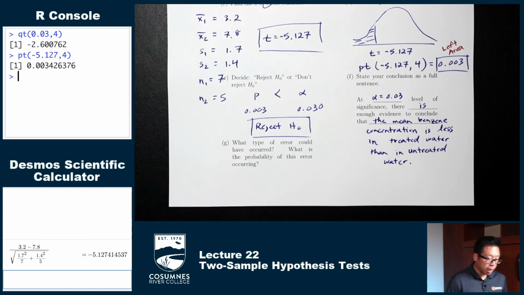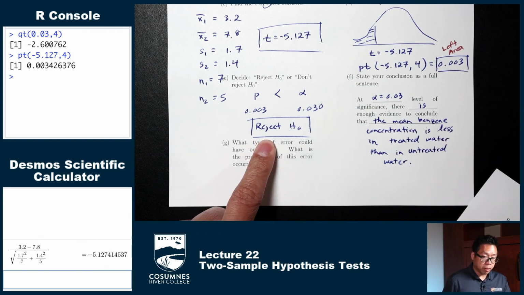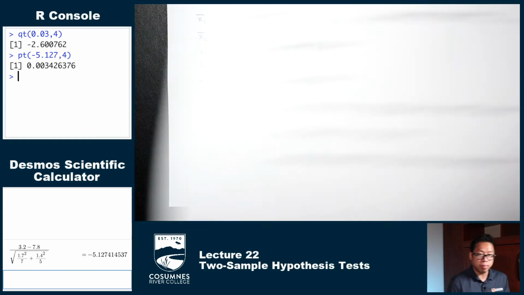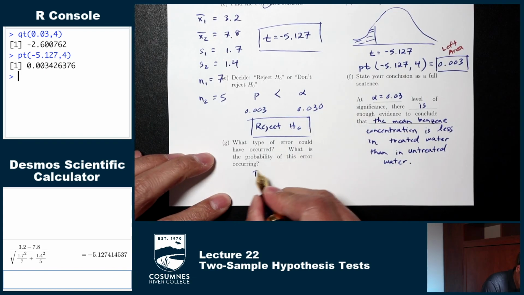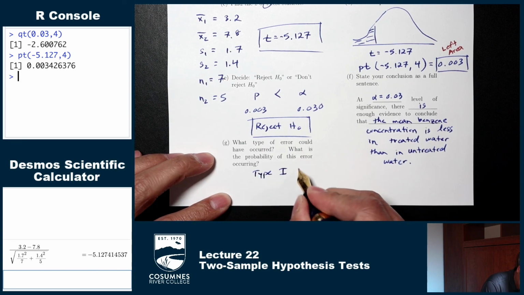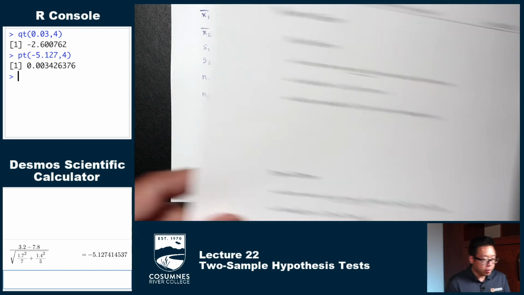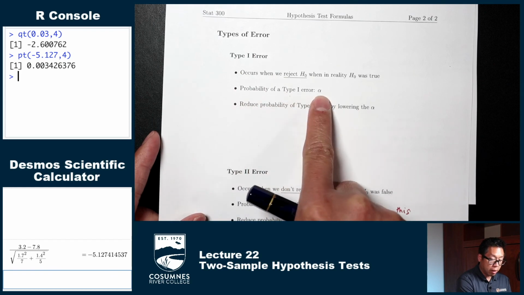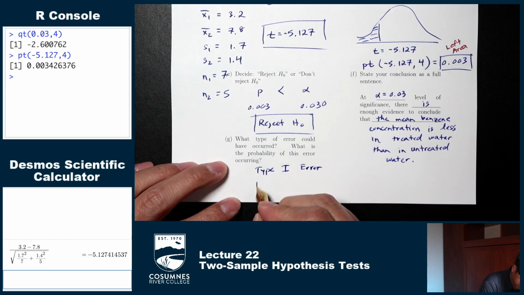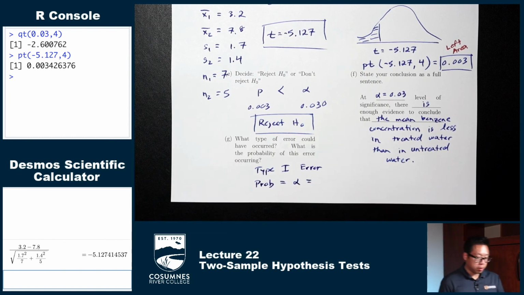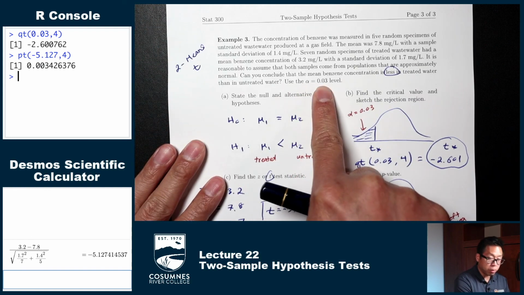Okay, part G, what type of error could have occurred and what is the probability of this error? Okay, so we rejected H0. So anytime you reject, you could have a type 1 error. Okay, so type 1. Second part of the question, what is the probability of this error? So for a type 1 error, the probability is alpha. And actually, in this case, we know what alpha is. So alpha was 0.03.